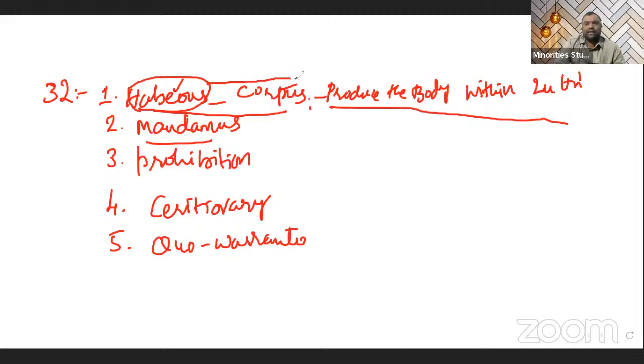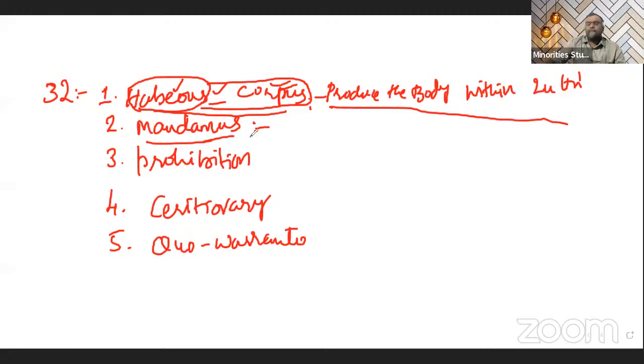No person should be detained. If a person is detained or arrested, he must be produced within 24 hours. 24 hours time will be given. If he is not produced, you can go directly to the Supreme Court, or the High Court also. This is called habeas corpus.